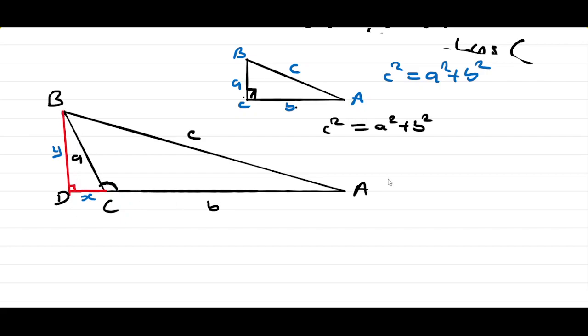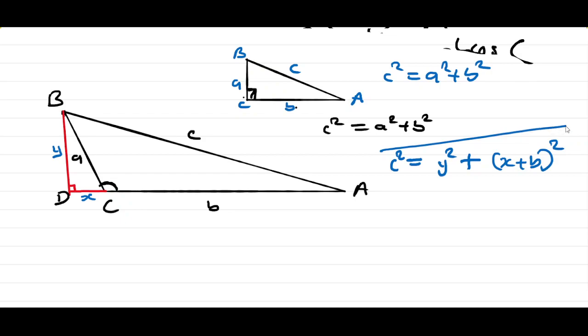Now, as we are seeing it, if we consider triangle B, D, and A, then if we use the Pythagoras theorem, we will have that C squared, first of all, by the Pythagoras theorem, I'll write it here to get more space. We'll have that C squared will equal Y squared, then plus this X plus B, because this length DA is not just B but X and B. So we'll have X plus B all squared.